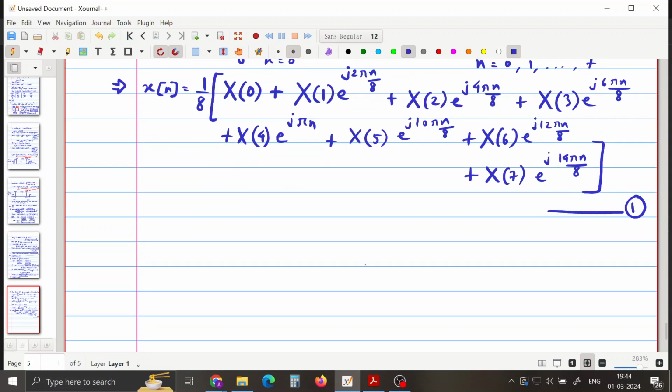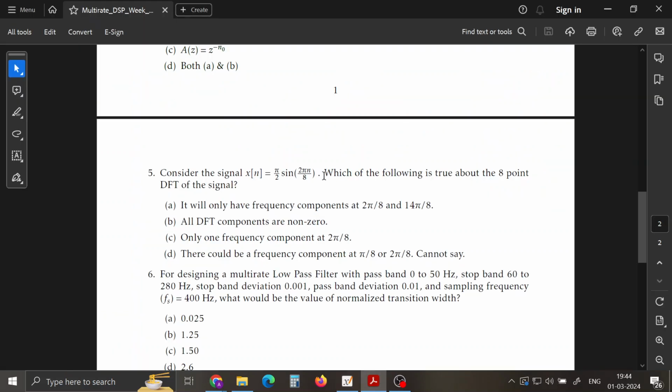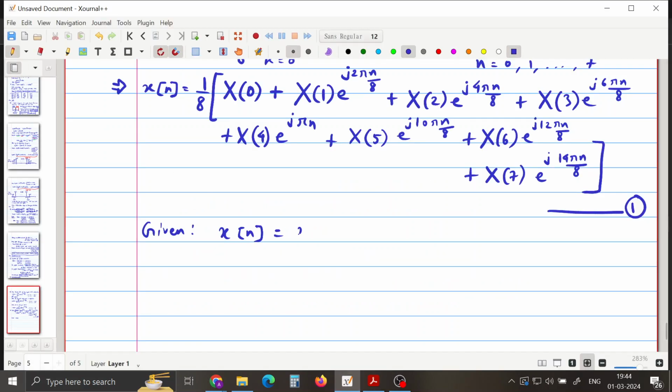Fine. Now in our question we are given x of n. What is x of n? Go back to your question. This is pi by 2 times sine 2 pi n by 8. So this is pi by 2 times sine 2 pi n by 8.